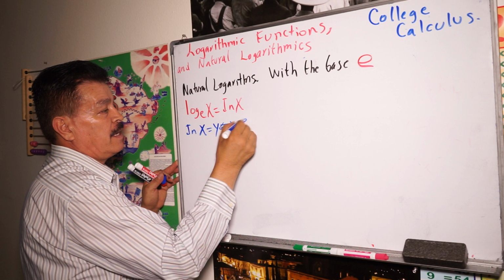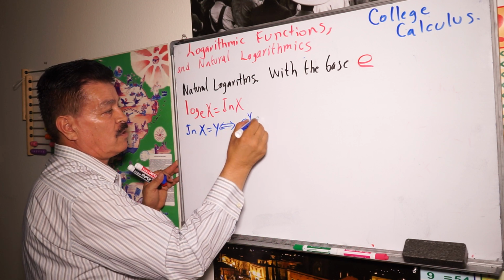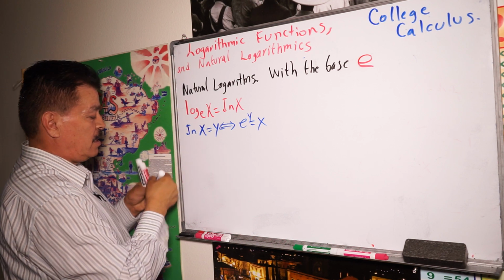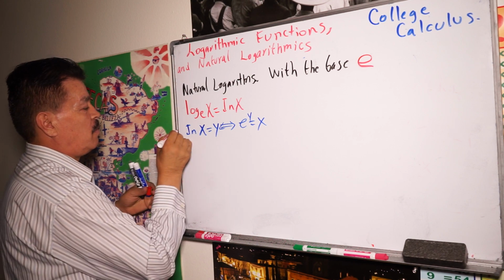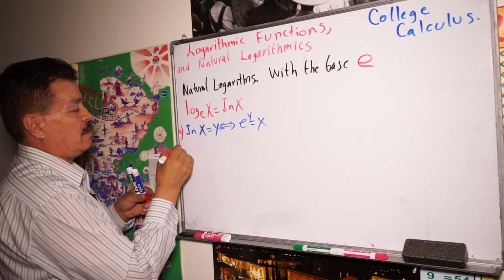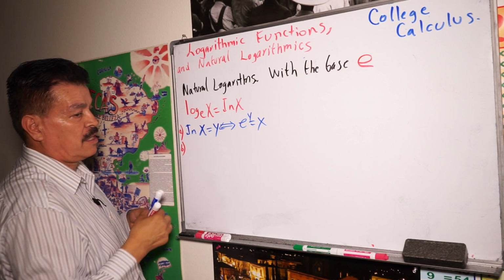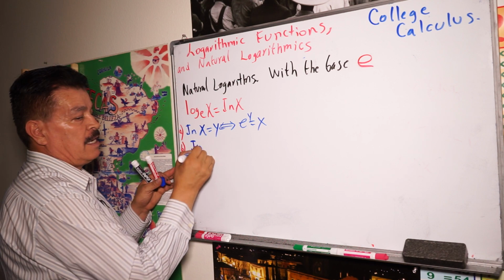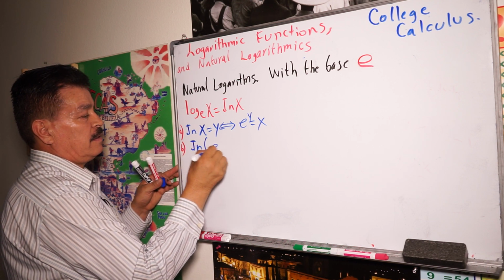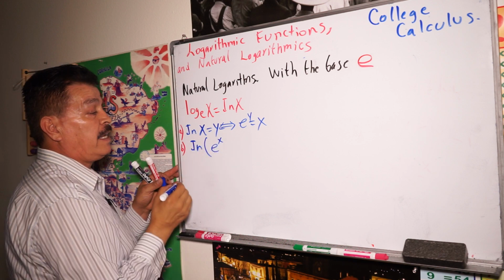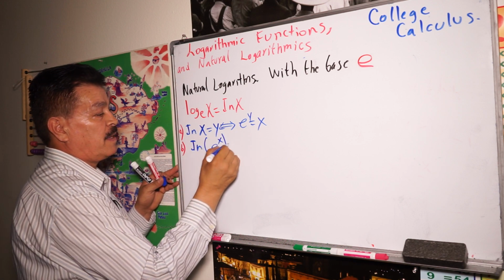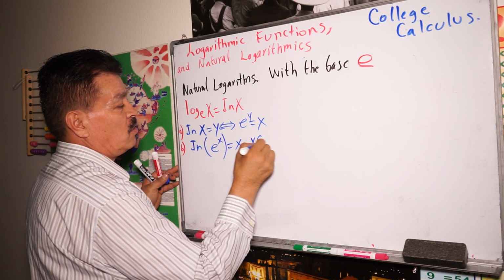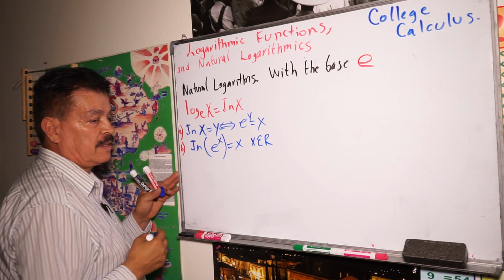Remember, e to the y power equals x. Some rules: this should be number 1, and the second one should be in here, ln of e to the x power equals x, when x belongs to the real numbers.